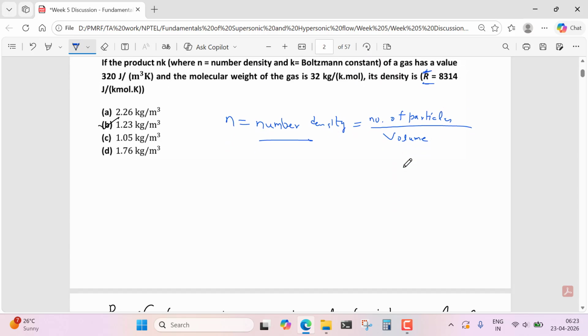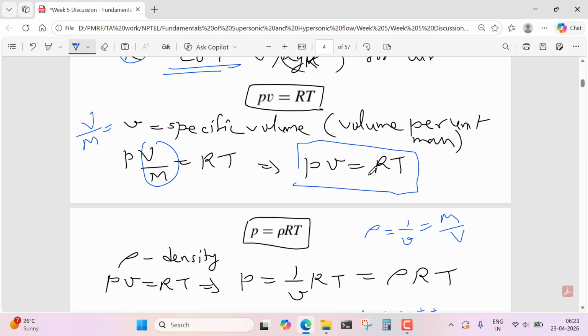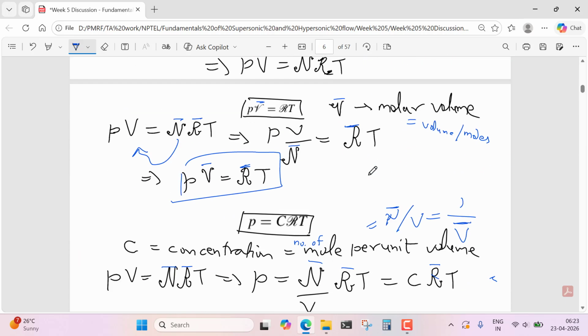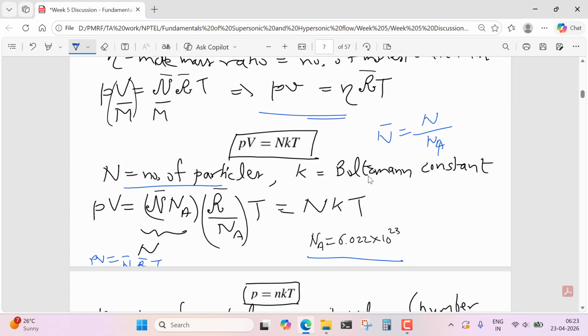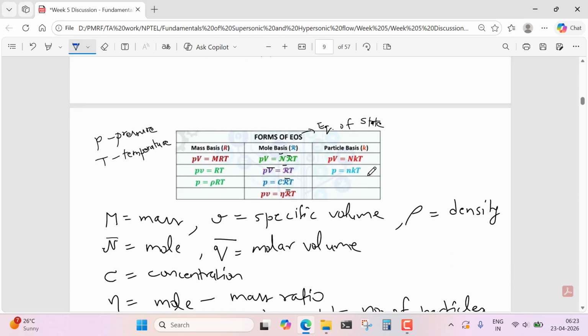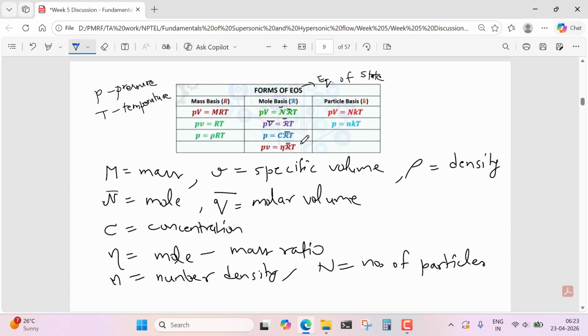So in this problem itself, what all are given? Product of nk is given, molecular weight is given, and R bar is given. What do you have to find? Density. So we have to find two such equations of state such that rho and nk are connected.